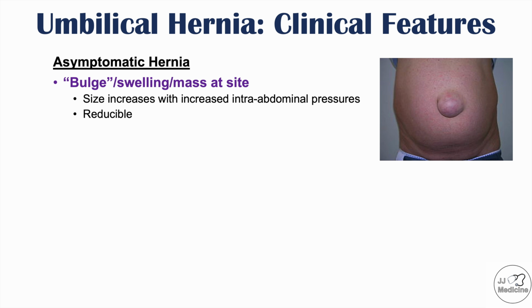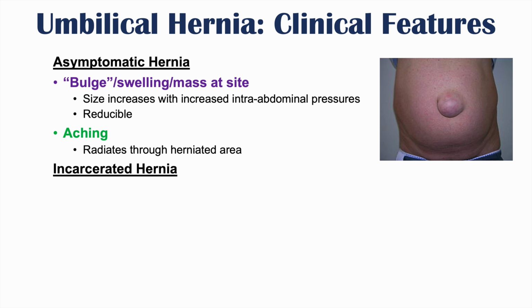And with asymptomatic hernia, with hernia that don't have an issue, they can often be pushed back in. So some abdominal contents can pop out, especially if there's increased intra-abdominal pressure. If there's heavy lifting, they may pop out, but they can be pushed back in. They can be reduced. There may be some sensation of aching around the hernia that radiates through the herniated area, but that's about it for asymptomatic hernia.